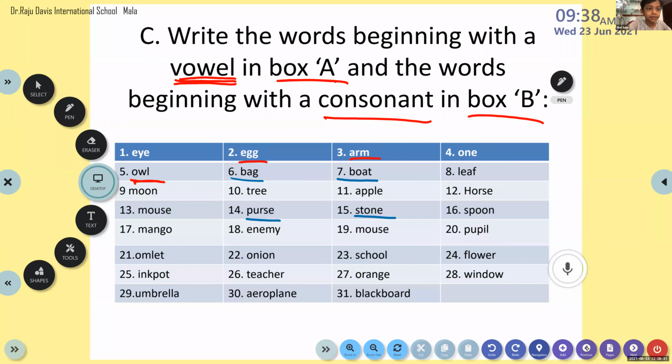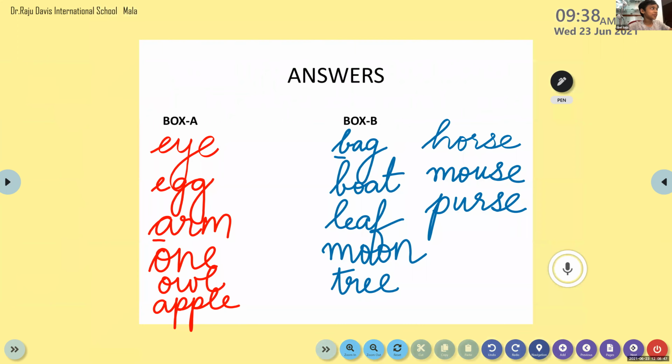Box B. Very good. So why are we writing in box B? Because the first letter is a consonant. Very good. The first letter starts with a consonant, so we have to write in box B. Very good, Abel. So all of you please write the word stone in box B, as S is a consonant. Very good, Abel. So I hope all of you are doing it.